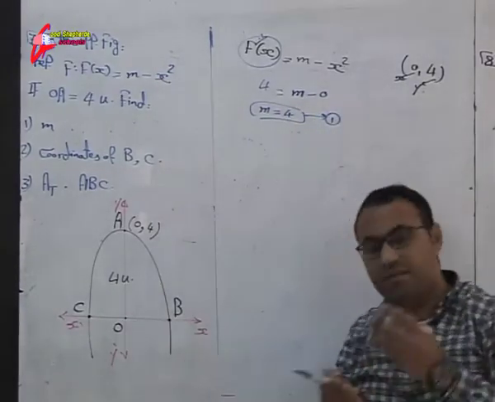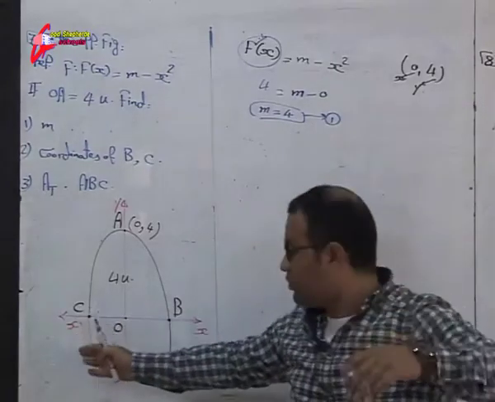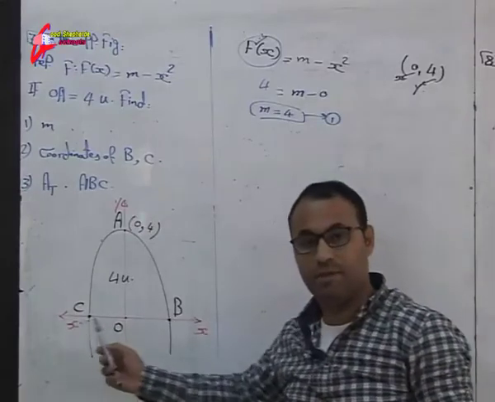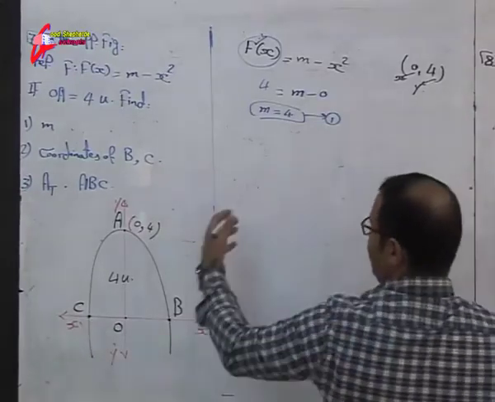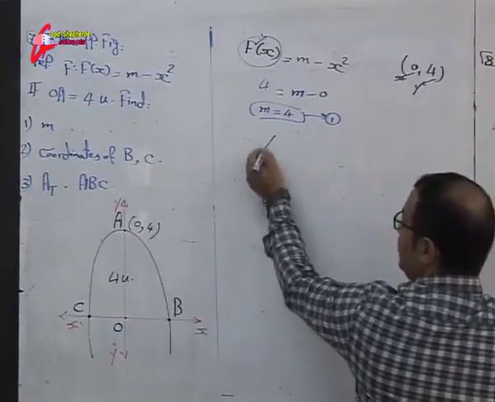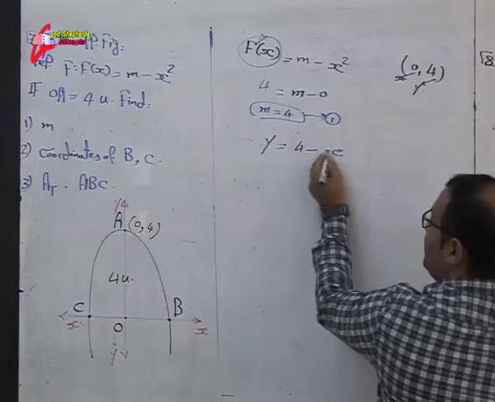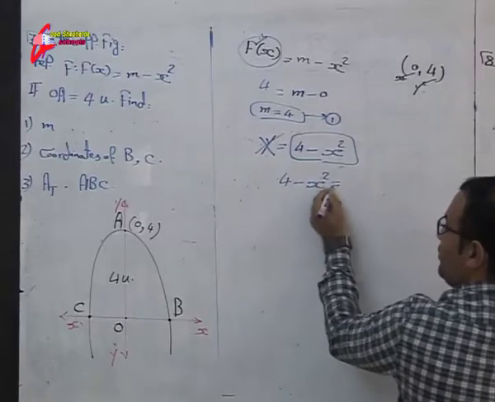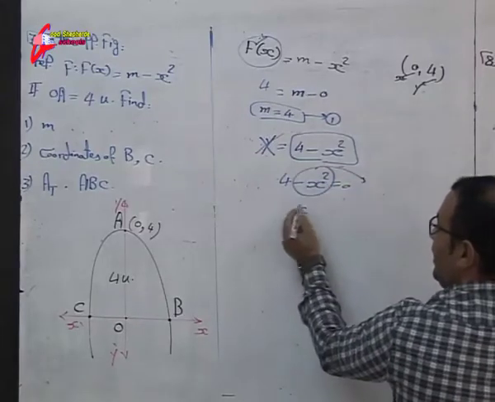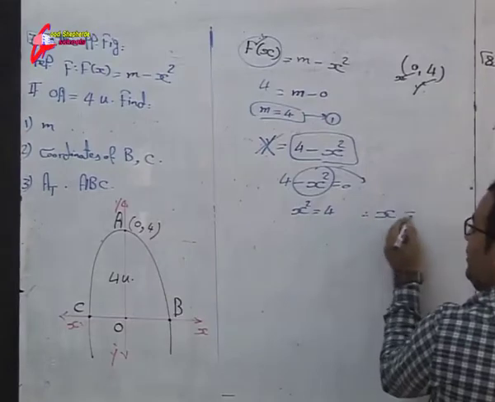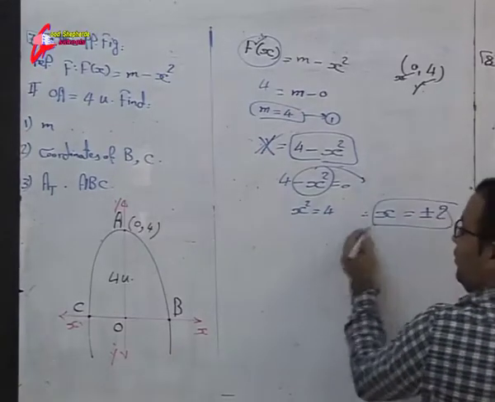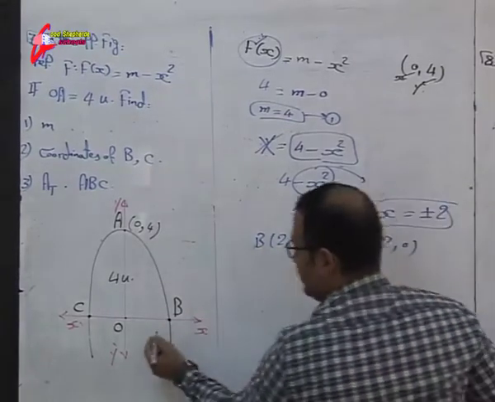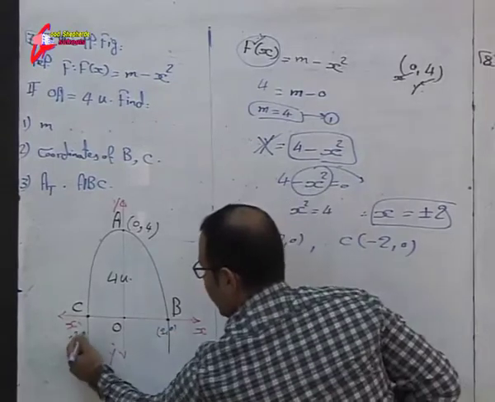Coordinates of B and C. B cuts the x-axis, C also cuts the x-axis. So we can say when the point cuts the x-axis, y equals 0. The rule equals 4 minus x power 2. When y equals 0, we have the equation 4 minus x power 2 equals 0. So x power 2 equals 4, so x will be positive or negative 2. So B equals (2, 0) and C equals (-2, 0).